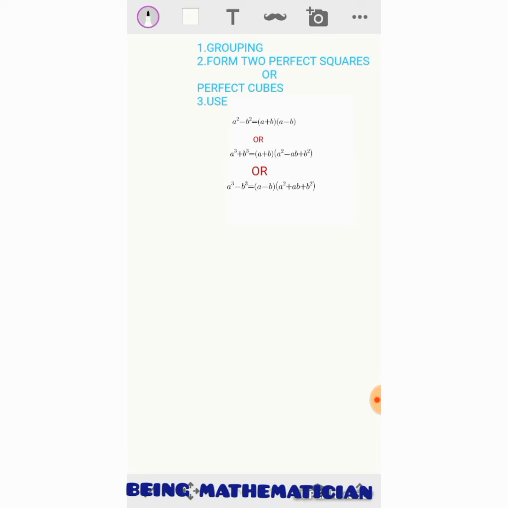Grouping. In this trick, the first step is grouping, second is form perfect square or perfect cube, and then use these formulas. So let us see the example: x plus y into x square minus xy plus y square plus 3x into x plus 1 plus 9y into y plus 3 plus 28.